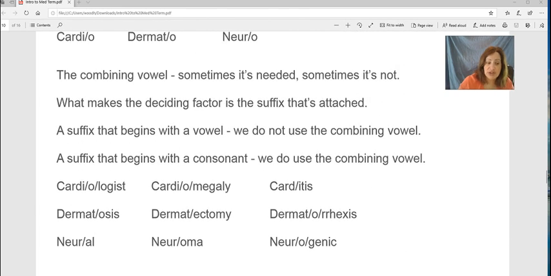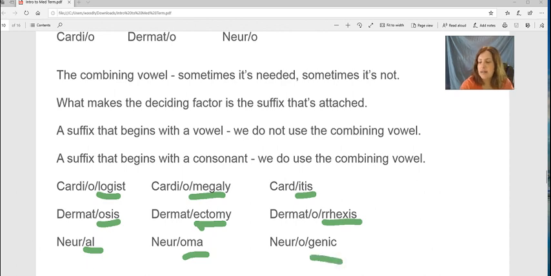So I gave you some words here. For cardio, we have cardiologist. Logist begins with an L, consonant. Cardiomegaly, consonant. Carditis, vowel. Dermatosis, dermatectomy, both vowels. Rhexis, consonant. Al, oma, vowels. Genic, consonant. So you can see that when we put the word together, sometimes we use that O, sometimes we don't. So what is the point of that O? The point is ease of pronunciation.